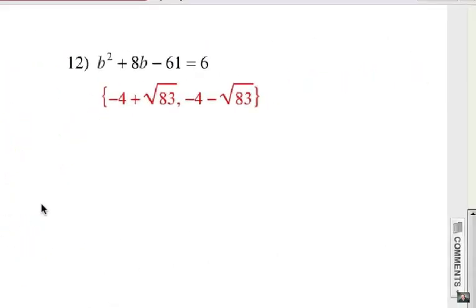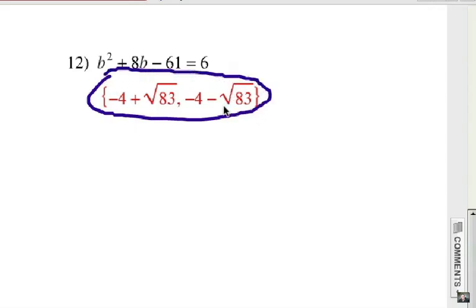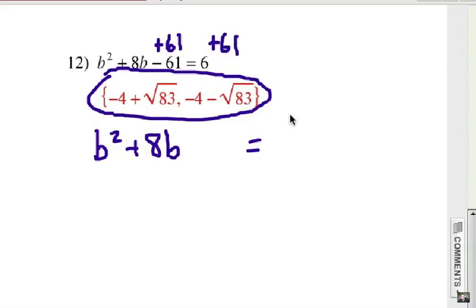All right, number 12, this is what we get in set notation, and let me show you how we get that. So b squared plus 8b, let's go ahead and leave those there. Put a space in here, and notice how this is -61. Well, I don't want it on the left side, I want it on the right. So we're going to add 61 to each side, which gives me 67 on the right.